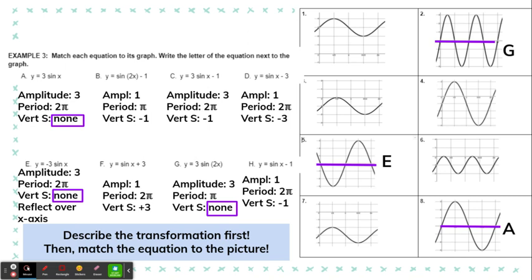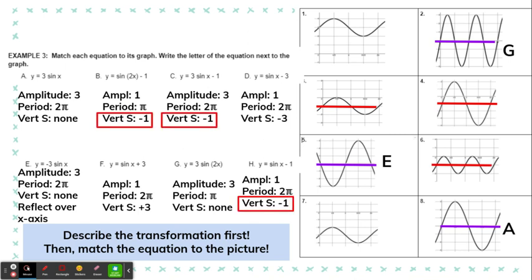All right, let's take a look at a couple other ones. How about a vertical shift of -1? All right, so this is in the middle at -1. Number 4 is at -1, and number 6 is also down 1. So let's take a look at these 3 and see which one matches.